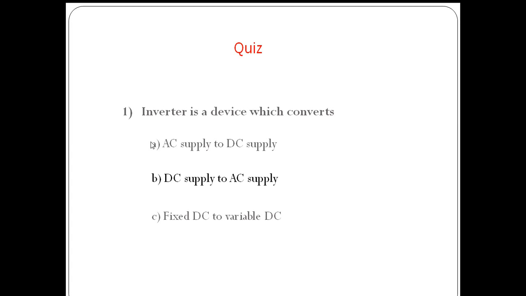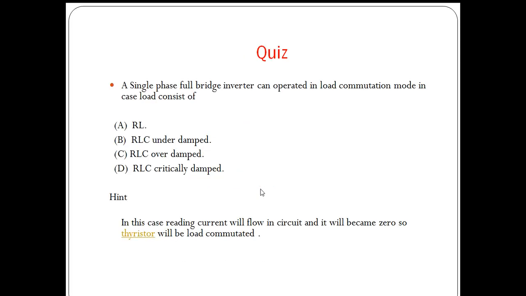So this is a small quiz. We will attempt a small quiz on this inverters topic. An inverter is a device which converts: option A, AC supply to DC supply; option B, DC supply to AC supply; option C, fixed DC to variable DC; option D, fixed AC to variable AC. An inverter will convert a DC supply into an AC supply. So option B.